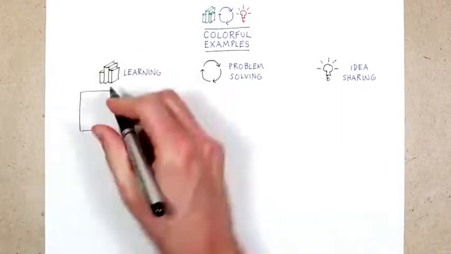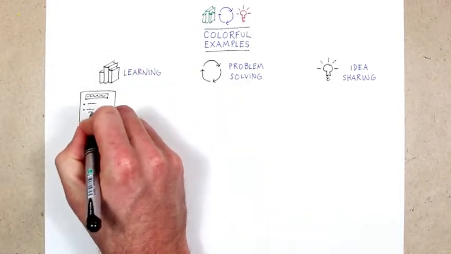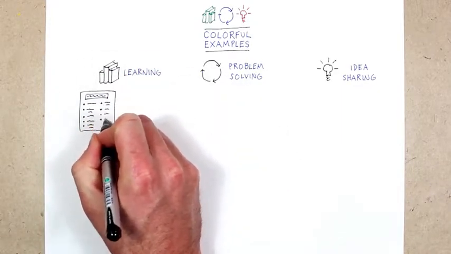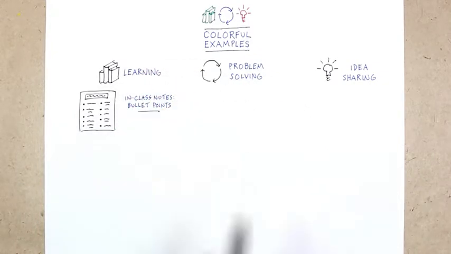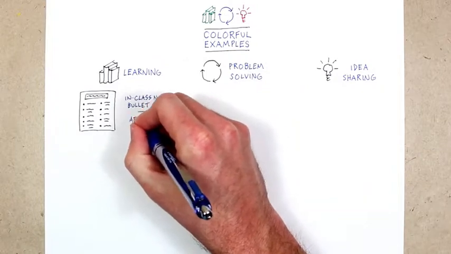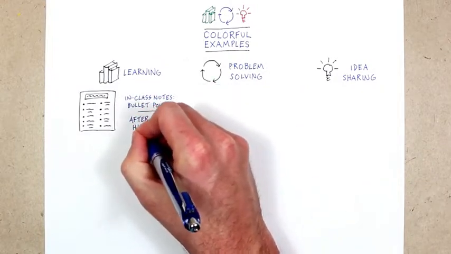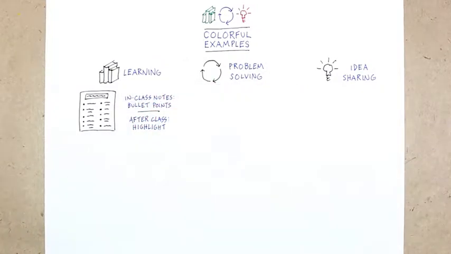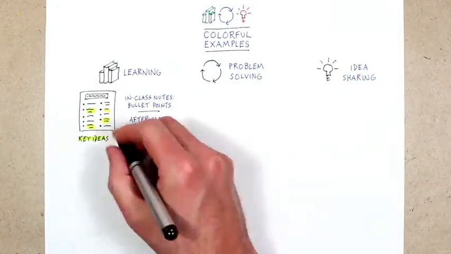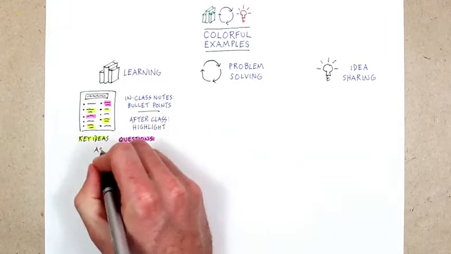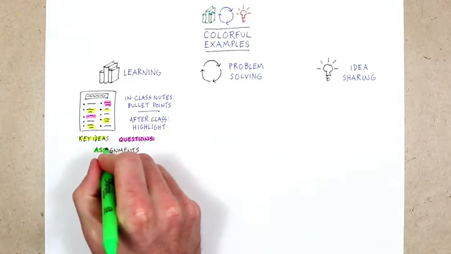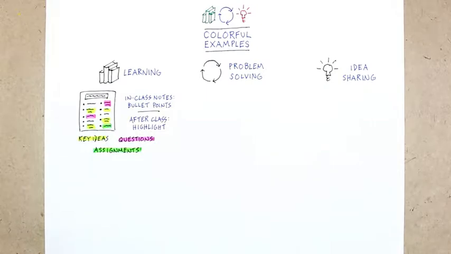One way you might use color as a learner is to do a bit of follow-up work on some bullet point notes that you took during a class or a talk. As you are reviewing those notes, you could use 3 different highlighters to emphasize the key ideas, the things that you don't fully understand and maybe have some questions about, and also the assignments that you need to complete or the things that you want to follow up on.